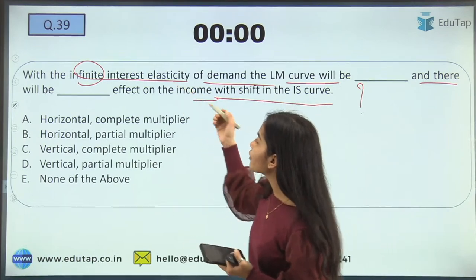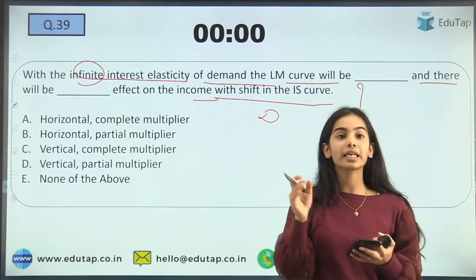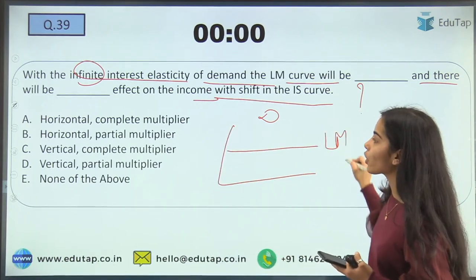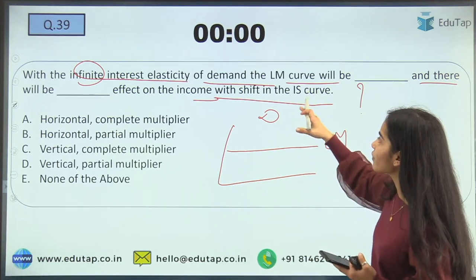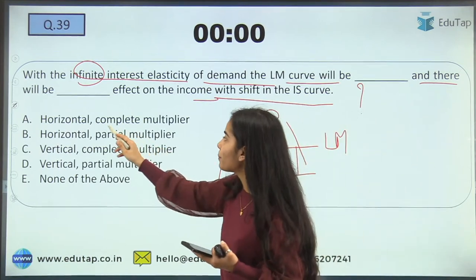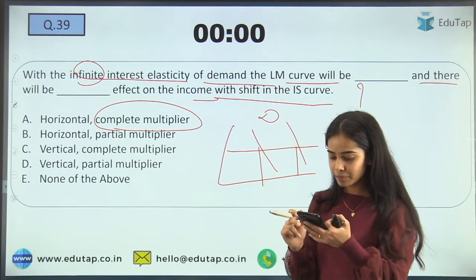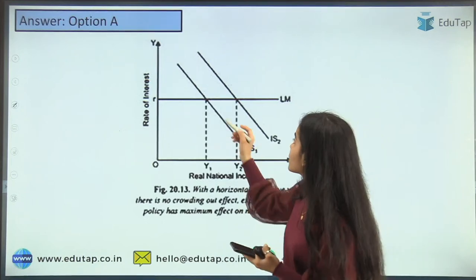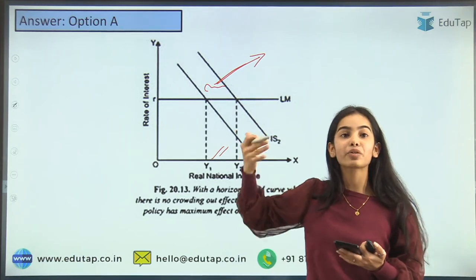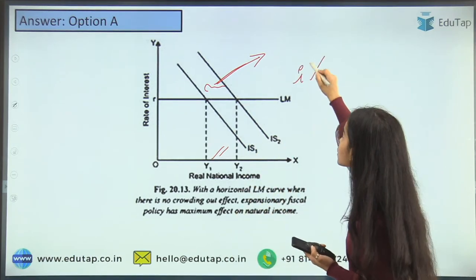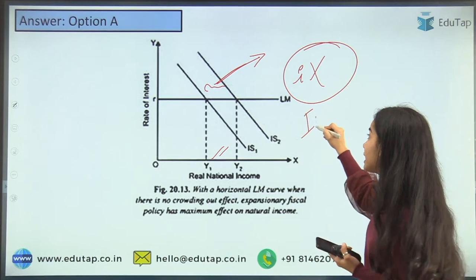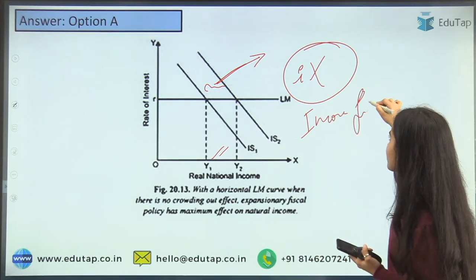Okay, so horizontal. I told you that when there is infinite interest elasticity, the curve will be horizontal. So the LM curve will be horizontal, and the IS curve is shifting. So there will be a full, complete multiplier effect, because here the interest rate is not increasing. When the interest rate is not increasing, then the income will have the full multiplier effect.